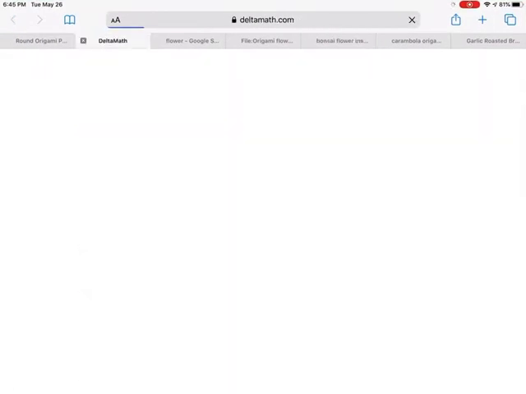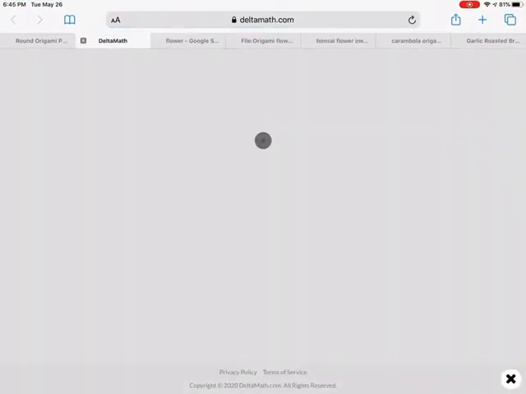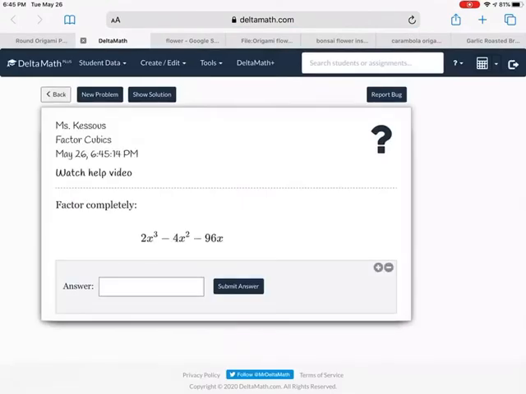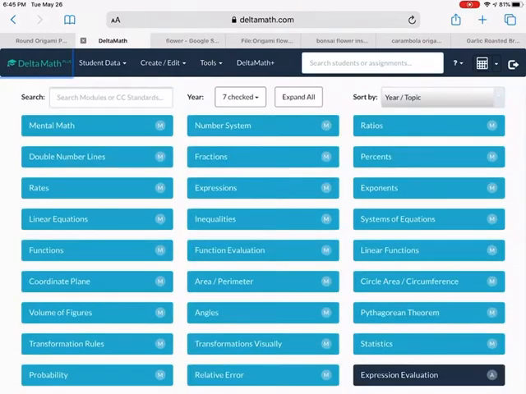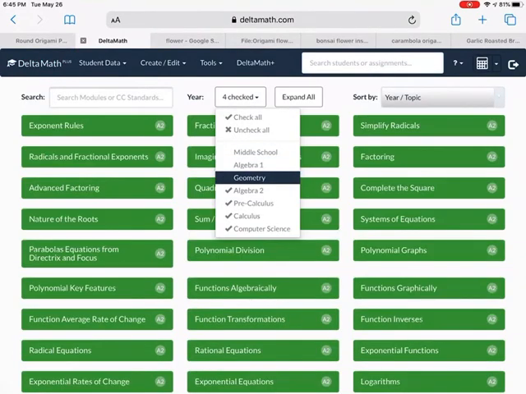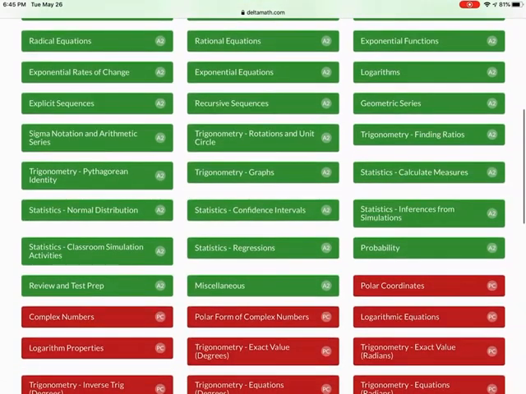Delta Math. Sorry. Delta Math. Okay, there we go.